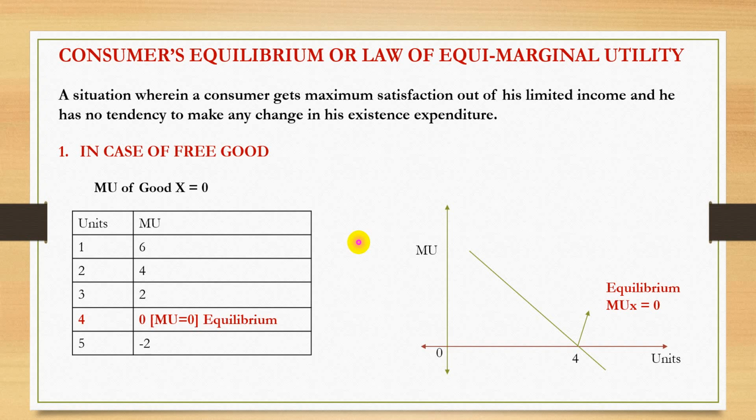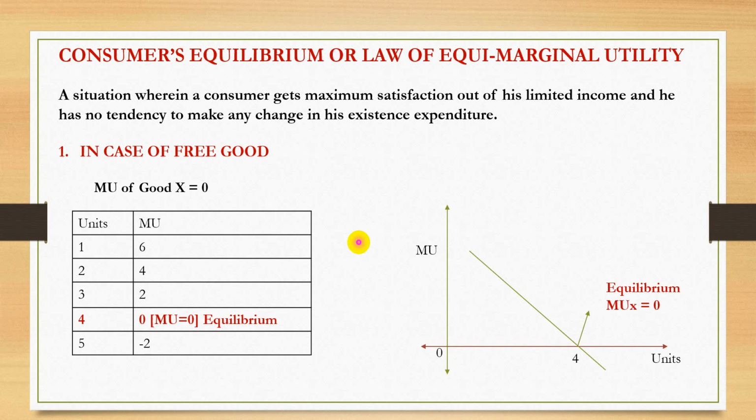But before we explain the equi-marginal utility, all the assumptions which we have made for the law of diminishing marginal utility will be applicable. Along with that, the law of diminishing marginal utility must operate. So all the assumptions of the law of diminishing marginal utility apply, along with the operation of the law of equi-marginal utility.